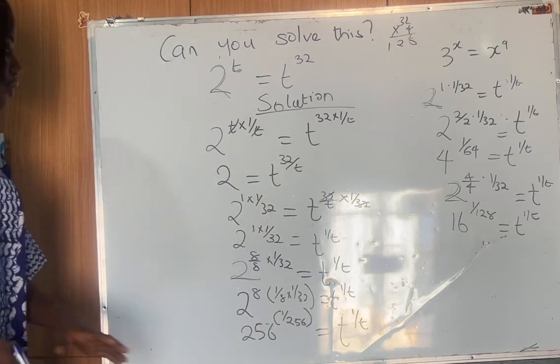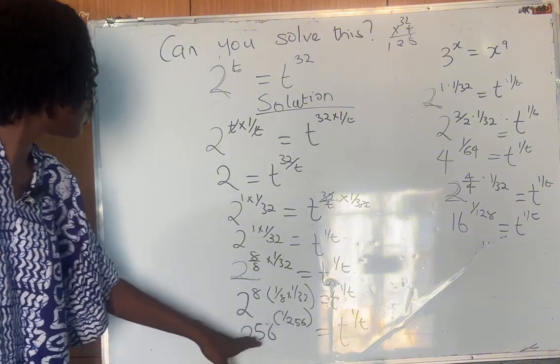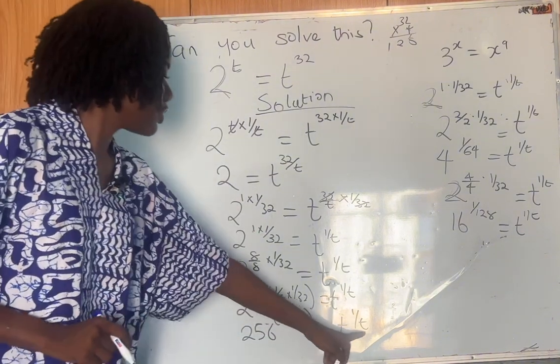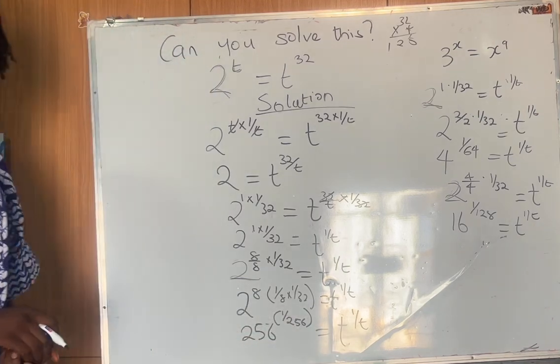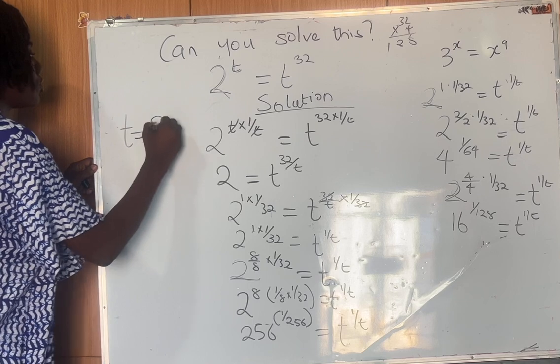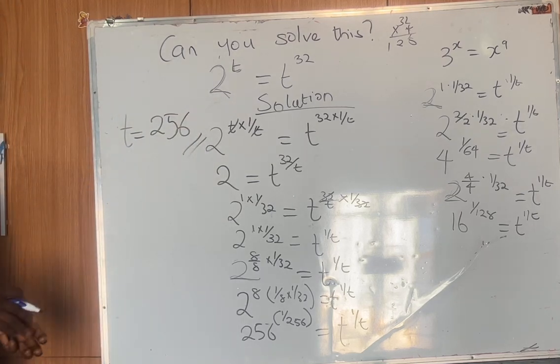And you can see that t, the base, is what? t is equal to what? 256. It corresponds with what? t here is equal to what? 256. Therefore, t is equal to 256. This is the answer. Thank you.